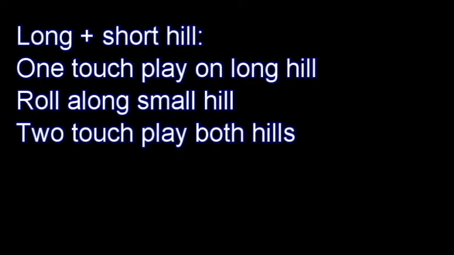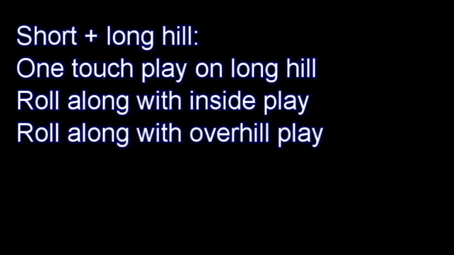For a combination with first a short hill and then a long hill, there are three general ways of playing those hill combinations. The first one is a one-touch play. Play directly up on the long hill and then let the ball roll out from it.